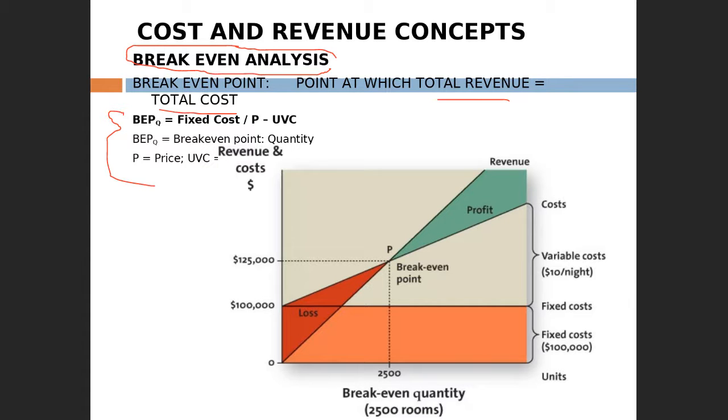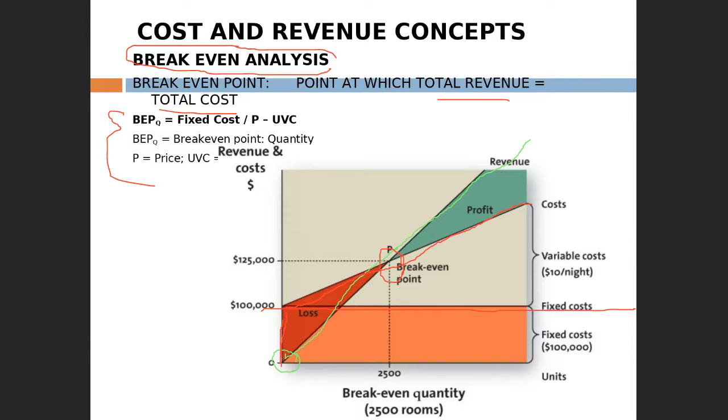Here we are talking about hotel rooms, and this is your fixed cost, $100,000. This is your revenue line, the green one. When you don't sell any rooms, your revenue is zero. And then this is your total cost line. Basically, it's the sum total of your fixed cost and your variable cost. When you don't rent a room, your variable cost is zero. As you rent more rooms, your variable cost keeps going up. Over here is your break-even point. This is where, as you can see, total revenue is equal to your total cost.